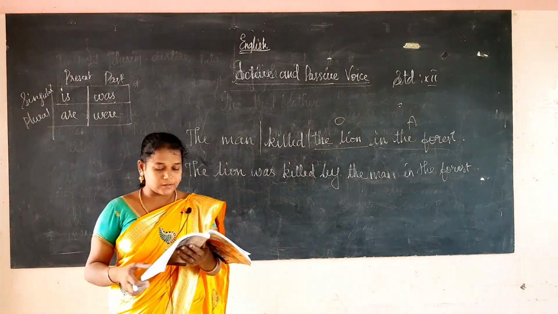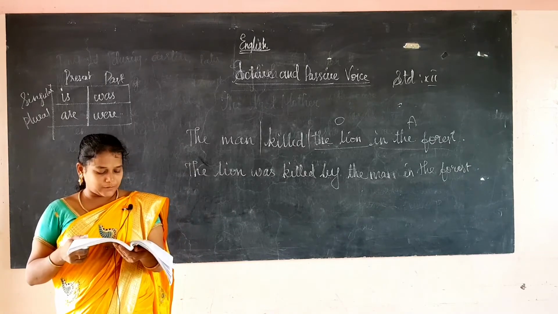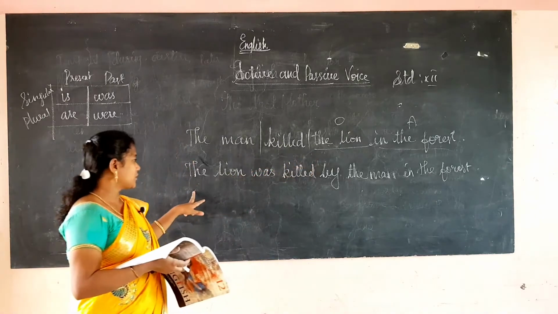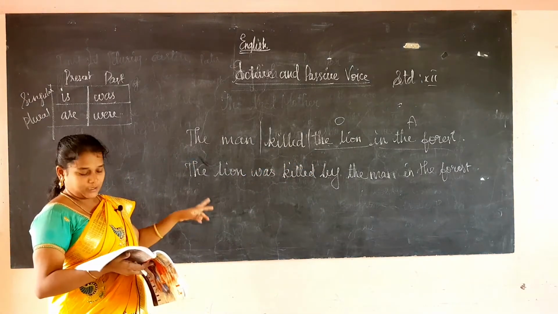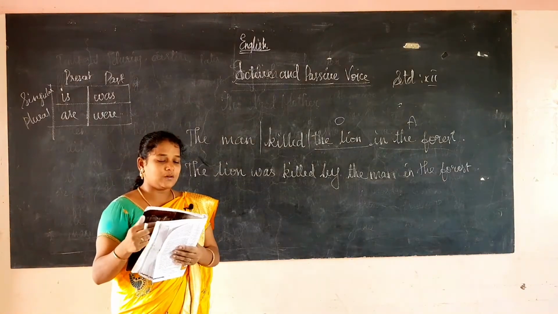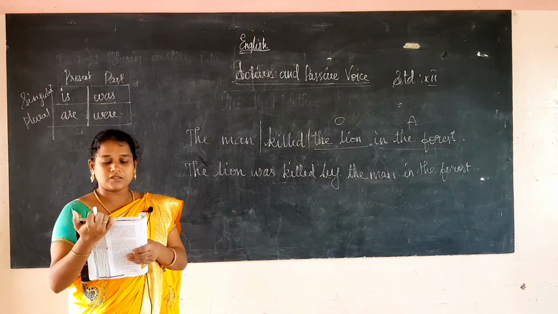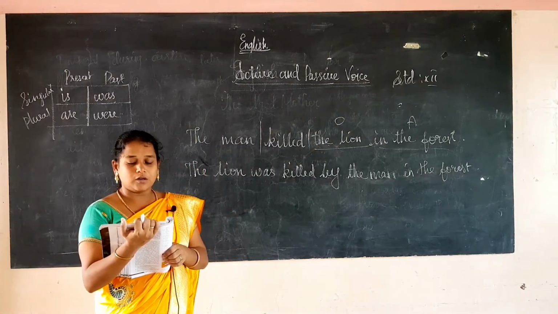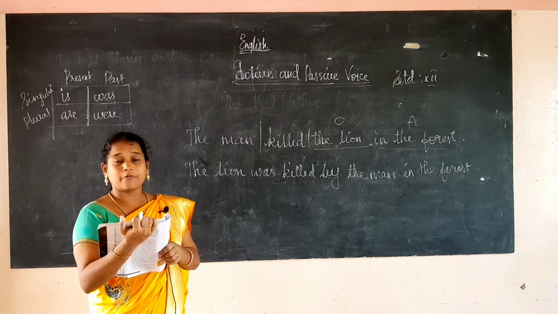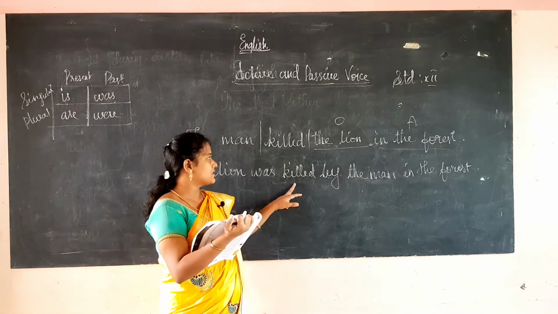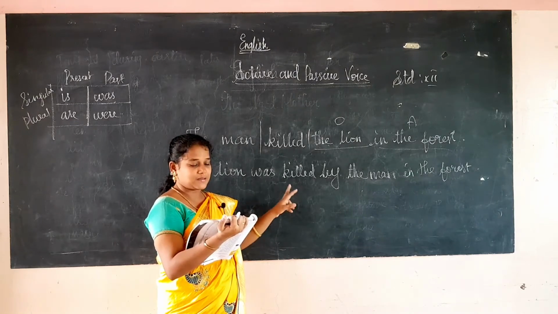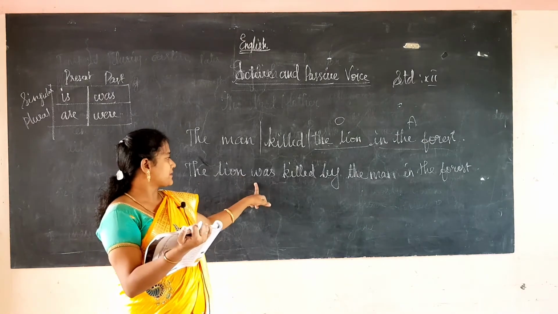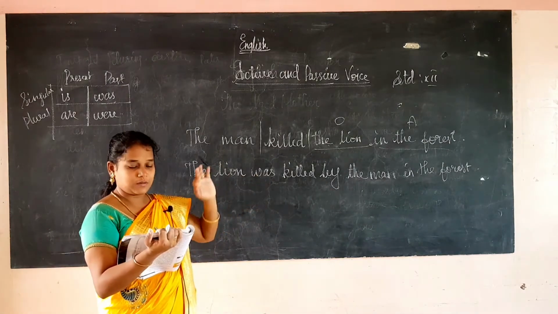Let us read the rules given in our book. The object of the active verb is made the subject of the passive verb. Next, the subject of the active verb is made the object of some preposition, generally by. So, we are using this by here. The verb of the active voice must be in the past participle form of the finite verb. So, we changed kill to killed. The tense of the verb does not change. This is a past tense, so was. We should not change this was into something else.